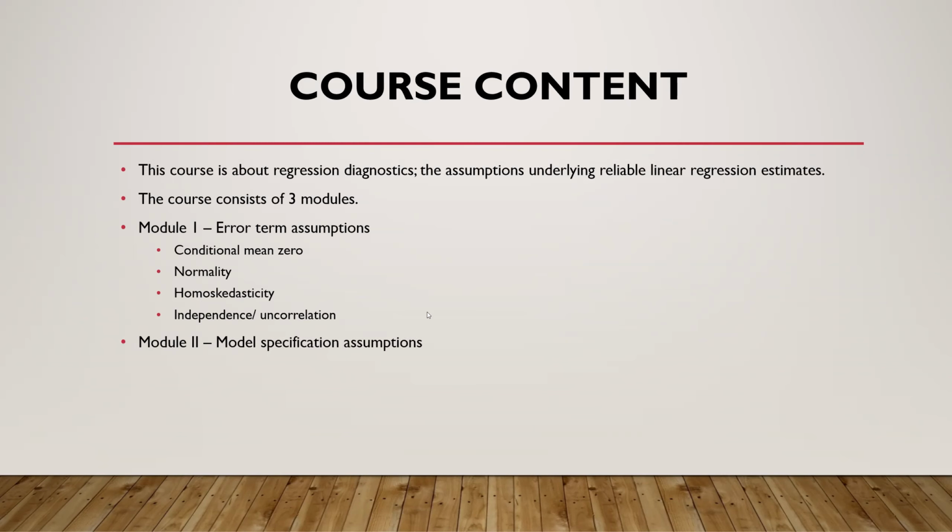And we also have module 2, which consists of assumptions regarding the model specification. For example, we will talk about linearity. Most of the time, researchers think that the relationship they are modeling is linear between X and Y, but it may not be the case. Sometimes we can have a concave or convex relationship, all right? So we can test to see whether we are modeling the correct relationship.